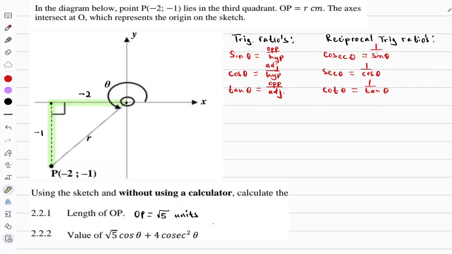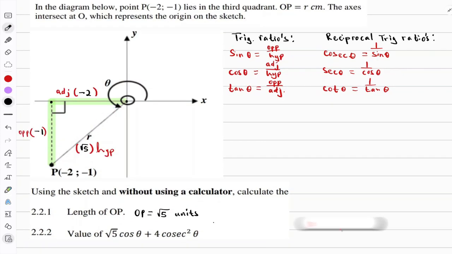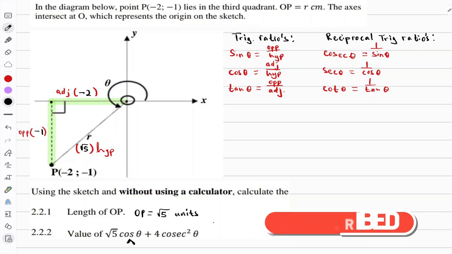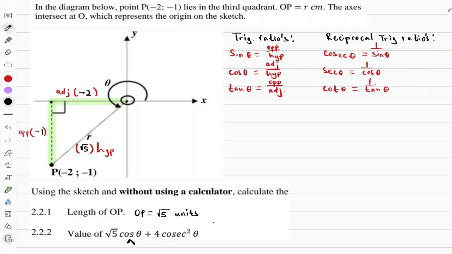If you pay attention to the sketch, with respect to theta, this is the opposite side, this is the adjacent side, and this here is the hypotenuse. So we can label these different parts on the triangle. So let's define cos theta with respect to the sketch. We know cos theta by definition is adjacent side over the hypotenuse.